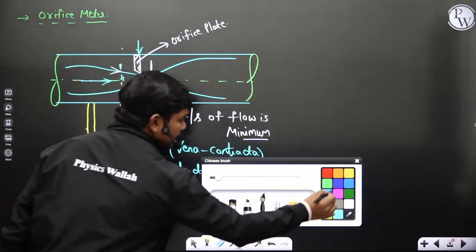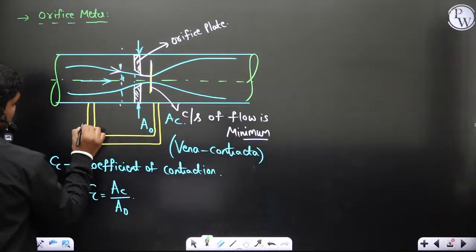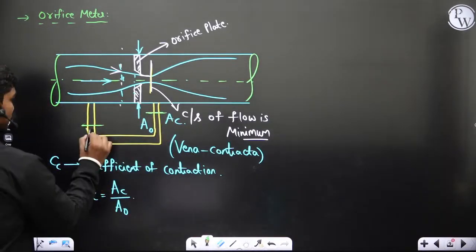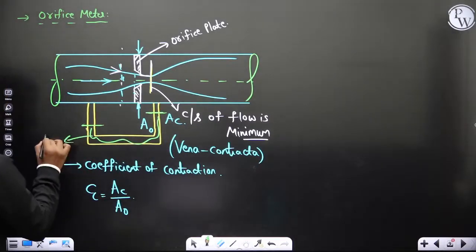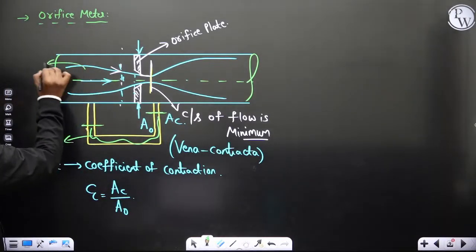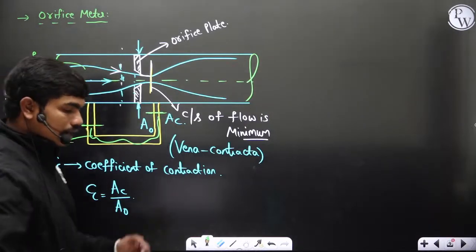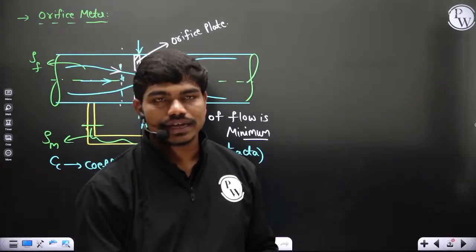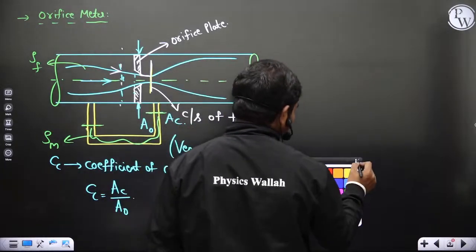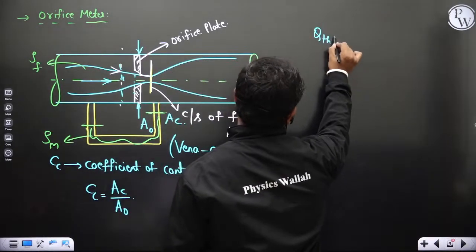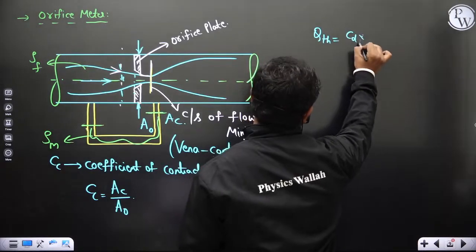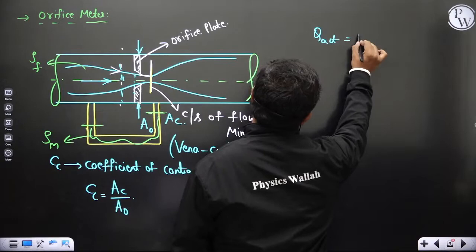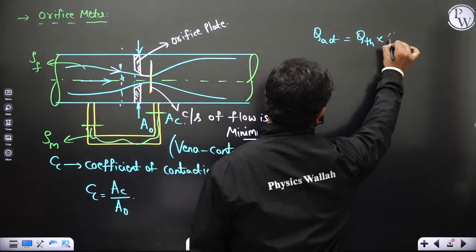Depending on that, you will have a certain pressure difference like this. This is the manometric fluid, and this is the flowing fluid of density rho f. One important point is that accuracy in the case of an orifice meter is very low. Practically, Q actual is equal to Q theoretical multiplied by Cd, the coefficient of discharge.